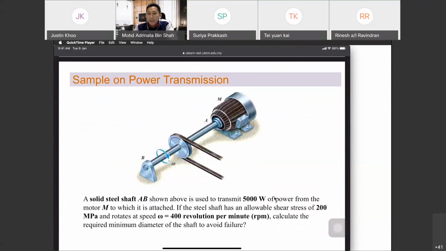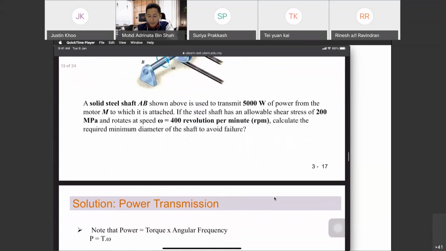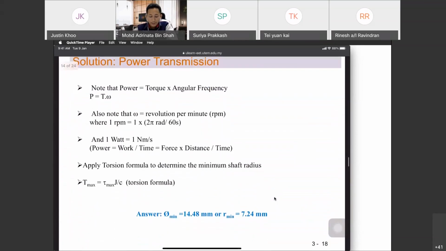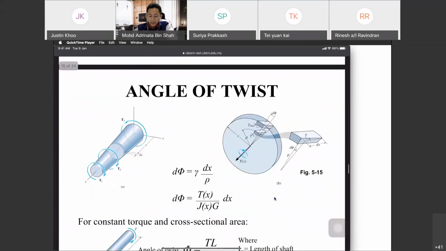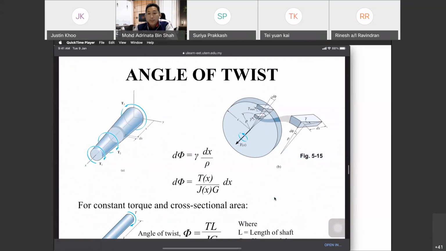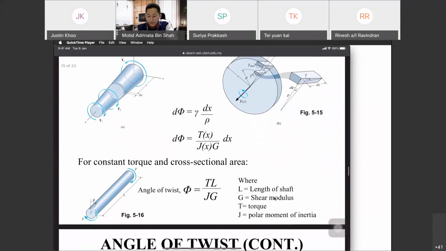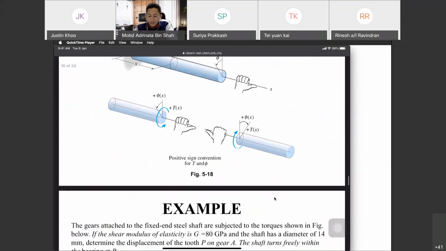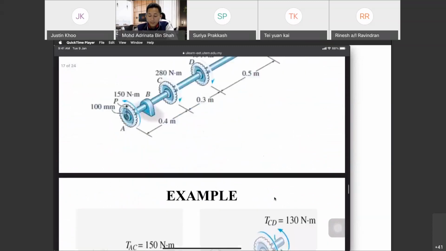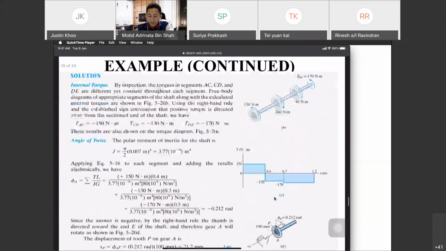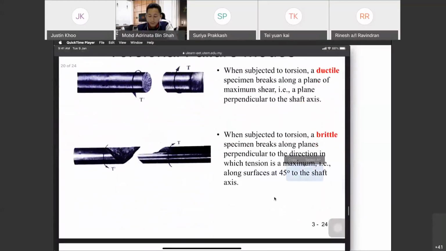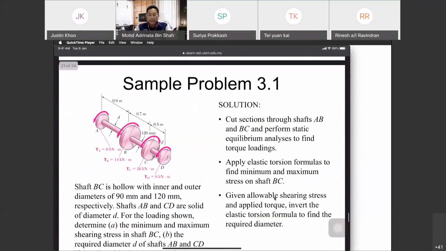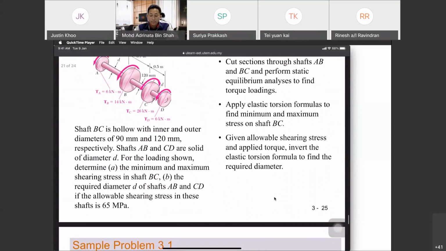So P is equals to T omega. Omega is equals to 2 pi f. f equals to N over 60. So masukkan, then you can calculate. Okay, so ini equation. This is angle of twist. Angle of twist phi is equals to TL over JG. It's the same. And then the sign convention. And then this is the same examples that we have learned, and this is how ductile and brittle. And another sample problem for twist.